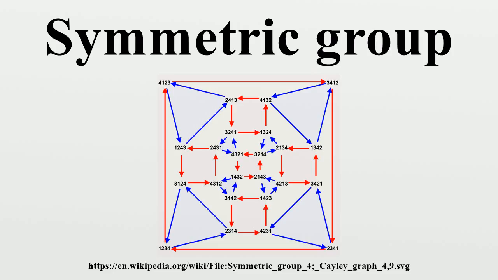Sn acts on its subgroup An by conjugation, and for n not equal to 6, Sn is the full automorphism group of An, Aut(An) equals Sn. Conjugation by even elements are inner automorphisms of An, while the outer automorphism of An of order 2 corresponds to conjugation by an odd element.